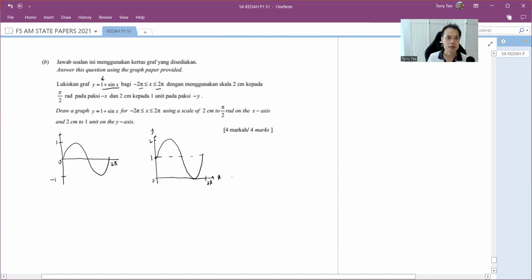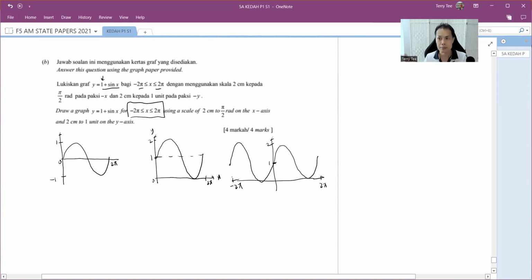Now, another thing is that the domain given here goes down to -2 pi. So instead of drawing only the right-hand side, we have to move on to the left-hand side. So we go like this, and we extend to the left like this. Sorry, my graph is a bit ugly. So it goes down, up, down again. This will be at -2 pi, this will be at 2 pi. This is 1, this is 2. So your graph should look something like this.